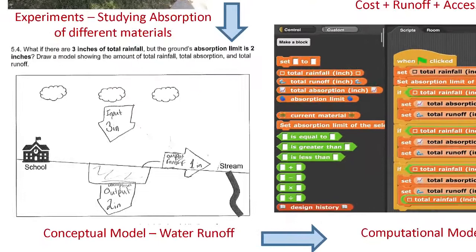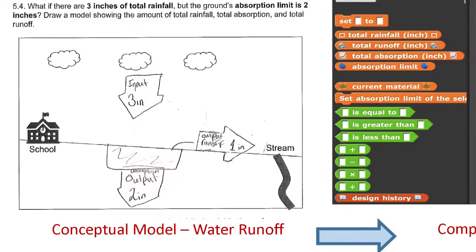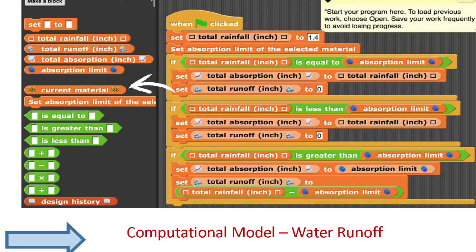They start with conceptual modeling. They have a school playground, they have rain falling, and then they have to think about, if this much rain fell and this much could get absorbed, what would happen to the rest? That becomes runoff or flooding. We started from that concept, then got them to think about different materials. What if it fell on concrete versus grass? Would the amount that gets absorbed be the same? We give them a set of materials and they work with that. They learn that different materials have different absorption rates, and therefore you get different amounts of absorption and runoff.